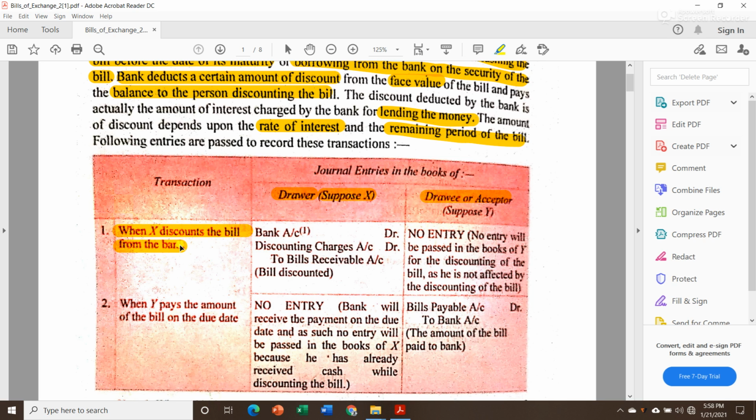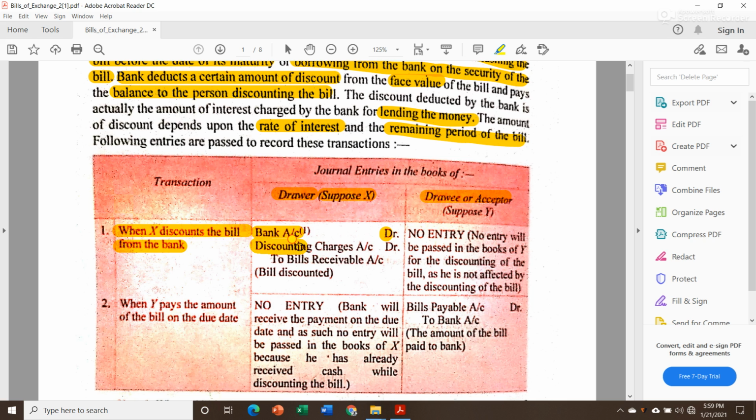That means after receiving acceptance from Mr. Y, X is in great need of money. So what he did is that he discounted the bill from the bank. So for that, the journal entry in the books of X will be bank account debit. Bank account debit means the amount that he will receive from the bank will be credited into his bank account. He will receive that money in his bank. So bank account is debited.